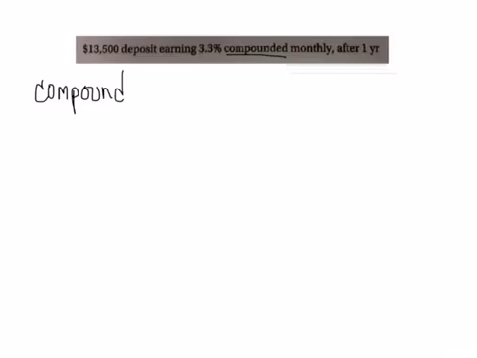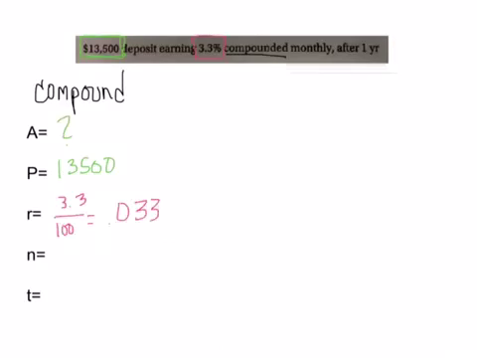Next up, we have to decide what are the important pieces. In this case, I know that 13,500 is going to be important, and that's once again going to represent one of my variables. So let's list our variables. Our A value is what we don't know. That's our unknown. But our P value is this deposit amount of 13,500. As we keep moving through, we can see that our rate is 3.3%. So we get 3.3 divided by 100 gives us a decimal version of 0.033 for our R value.